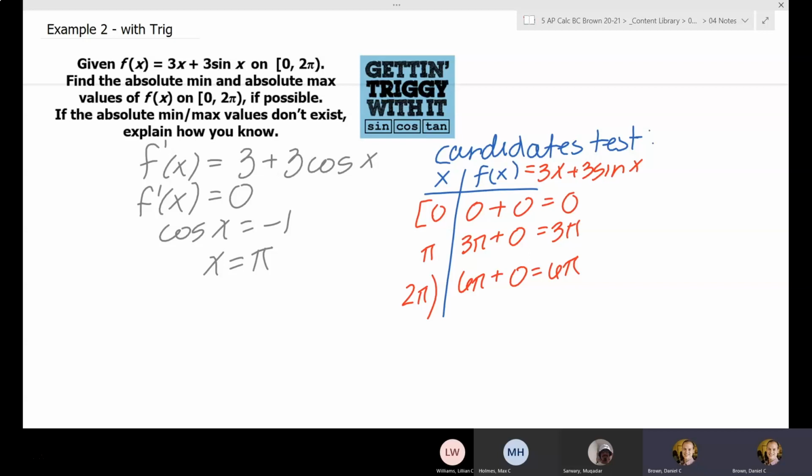So I have my candidates to test. My endpoints were 0 and 2 pi, and then the critical point pi was between them. 0 is a closed endpoint, and then 2 pi is going to be an open endpoint. Plug it into the original function.